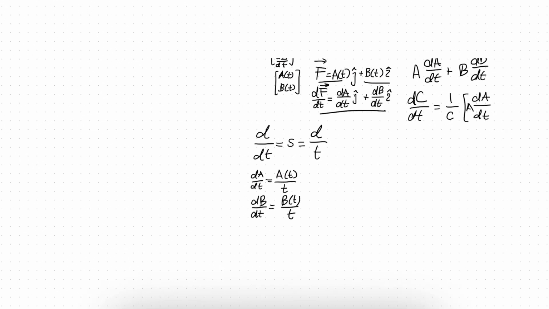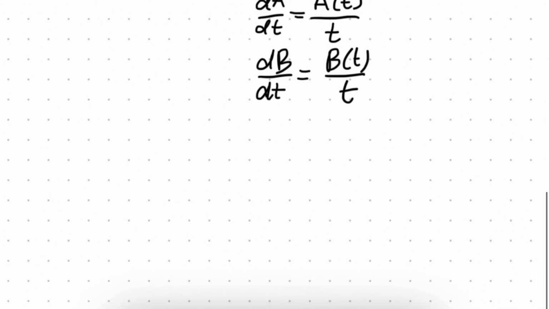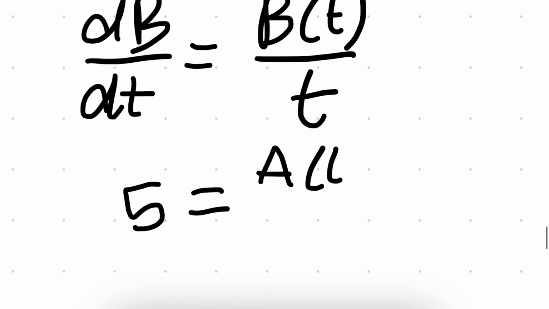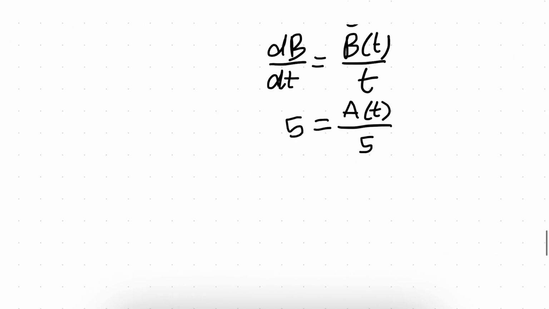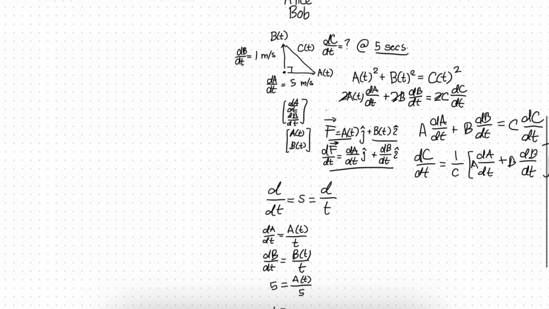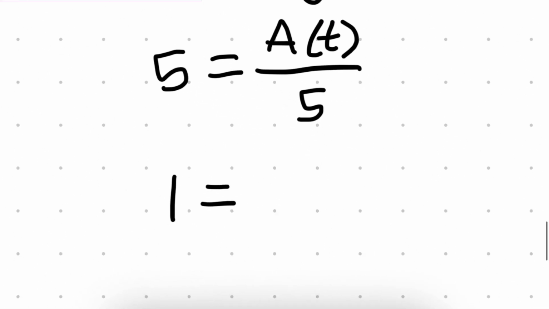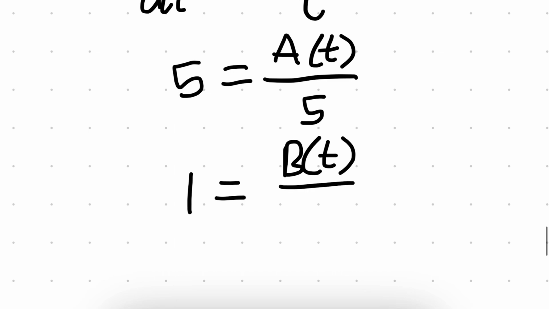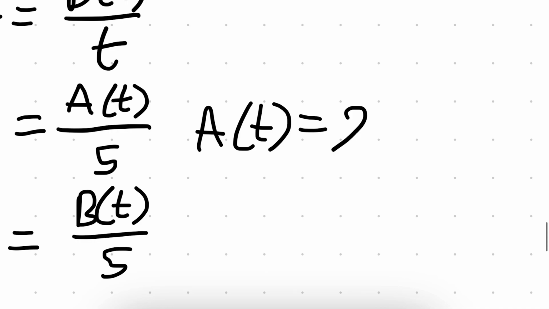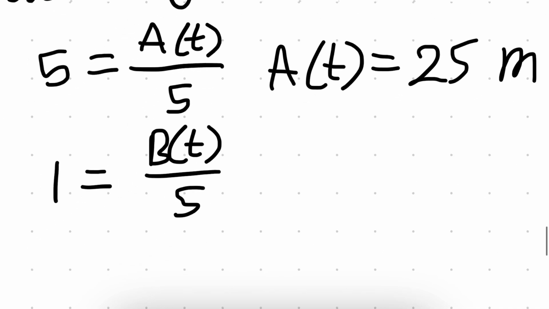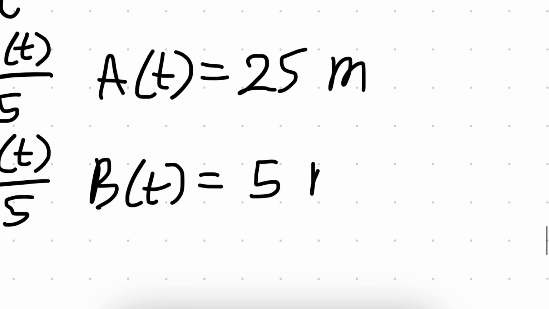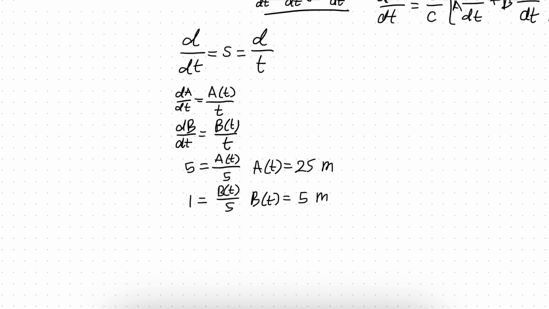So dA/dt is 5, so 5 is equal to a of t over 5. And dB/dt is 1, so that's b of t over 5. Rearranging, we have that a of t is 25 meters, and b of t is 5 meters. So now we know a of t and b of t.